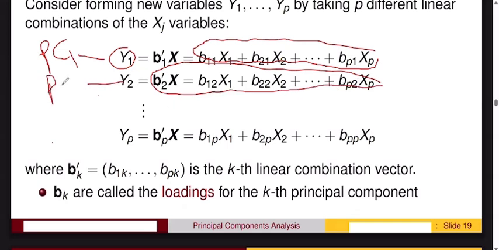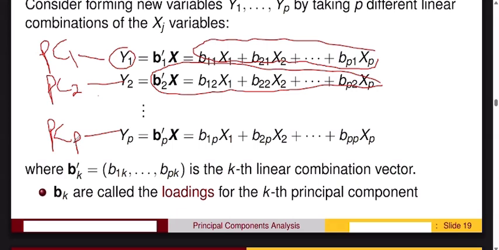Okay, now you're going to see that we go all the way to principal component p. But if I have p features, I don't want to use p principal components. I want to use fewer principal components, the ones that can explain the largest variation.